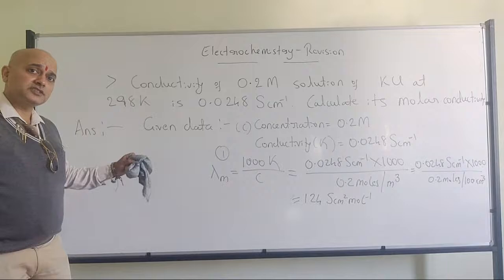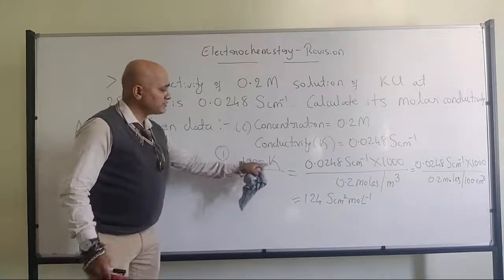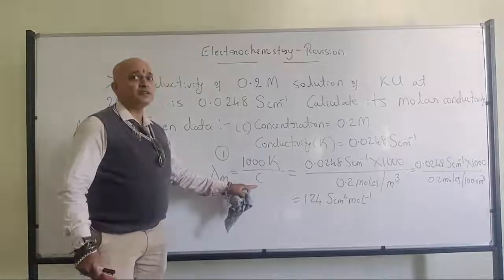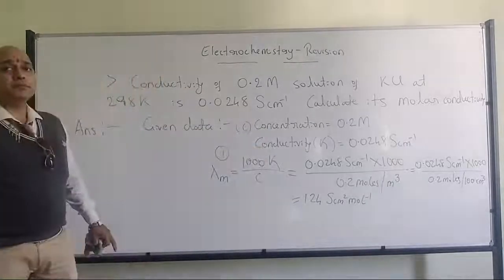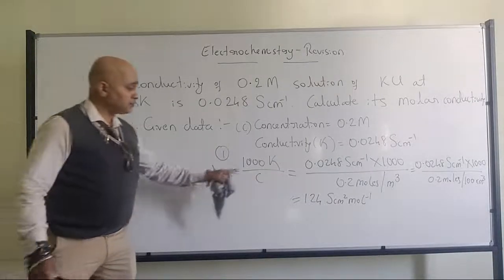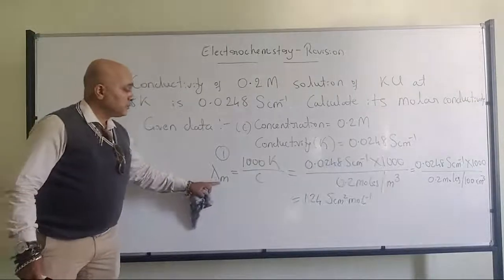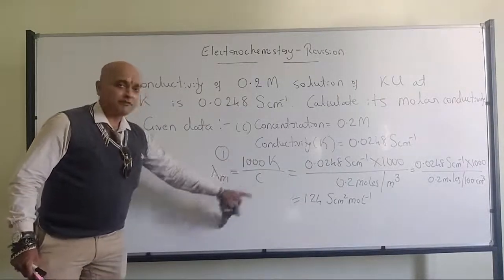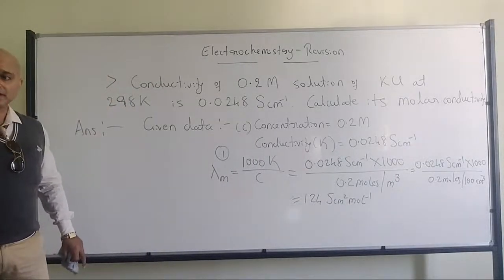All of you have understood? Okay. So most of the time we have to go with 1000 into kappa divided by C only. That is because always this will be given in Siemens per meter or Siemens per centimeter. So no other option. We have to go with this equation only. We cannot directly use molar conductivity is equal to kappa divided by C. No, better to go for 1000 kappa divided by C.